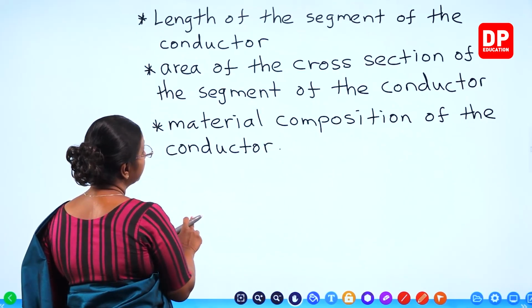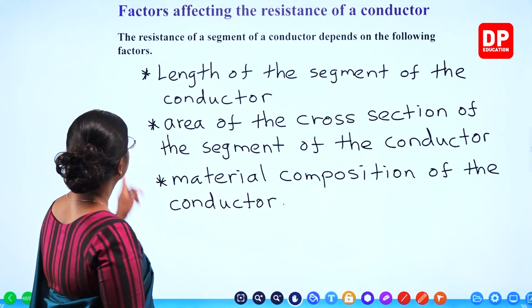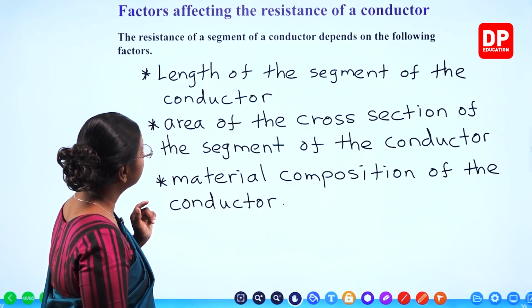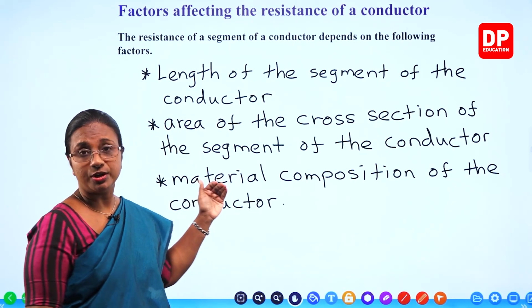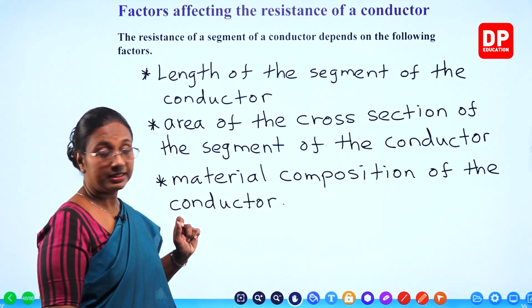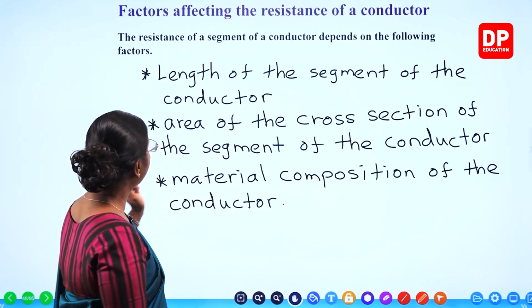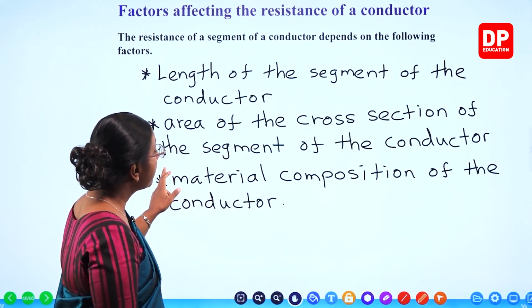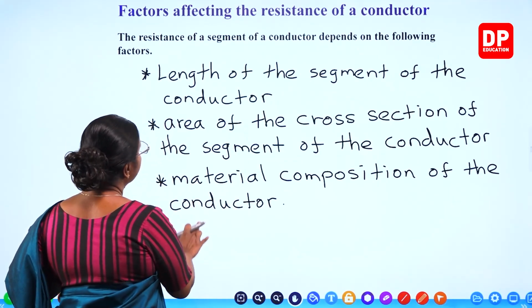Now, let's try to understand all three factors. The resistance of a segment of a conductor depends on the following factors. You can write them in any order, no problem. The length of the segment of the conductor, that is the length. Then the area of the cross section of the segment of the conductor. Then the material composition of the conductor. Now we will try to understand these.